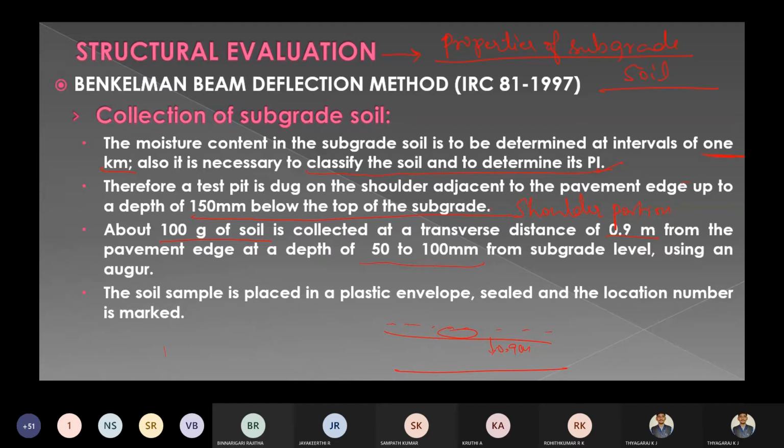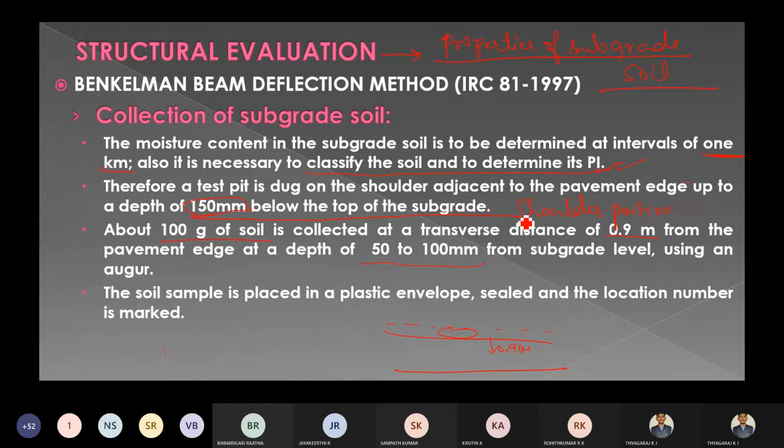So that is why we collect the subgrade soil: to know the moisture content or moisture ability of the soil and to determine its pH. This is very helpful when we solve the problem. When solving the problem, I will tell why this subgrade soil is collected and how this moisture affects the Benkelman beam studies.